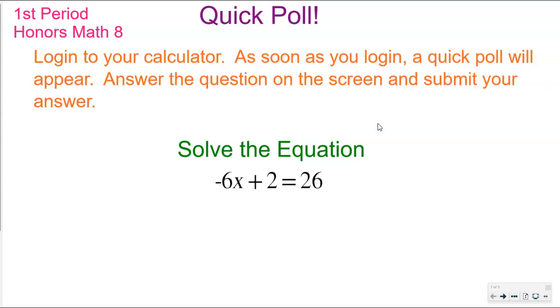Solve the equation negative 6x plus 2 is equal to 26. We're going to pause the recording as you take the time to get that done. Okay, only continue watching if you've already done the warm-up for yourself.